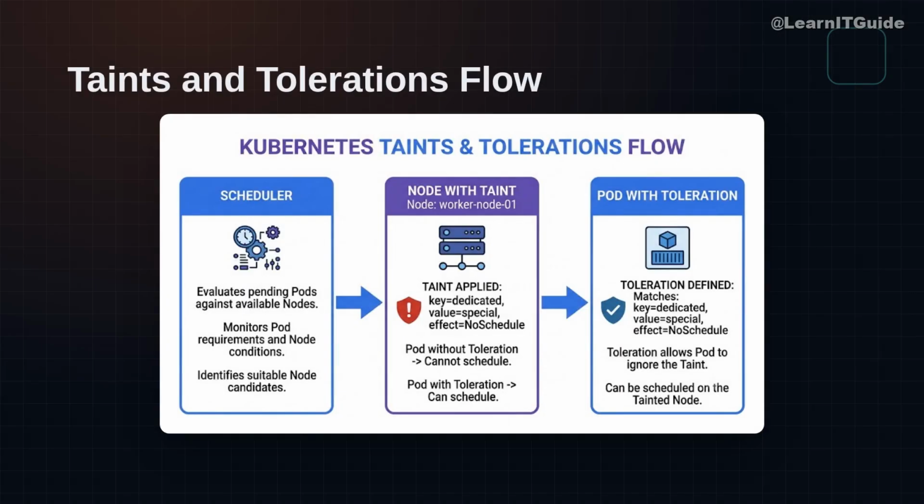Let us walk through how this works internally. The scheduler evaluates every node against the pod's requirements. If a node has a taint, the scheduler blocks all pods unless they have a matching toleration. If the pod has that toleration, it is allowed to be scheduled onto that node. This is how you enforce workload isolation in your cluster.